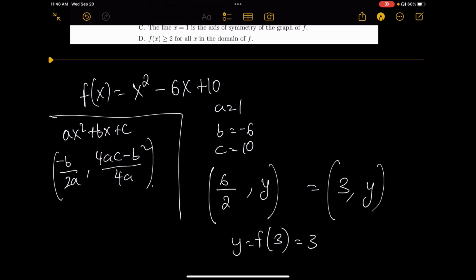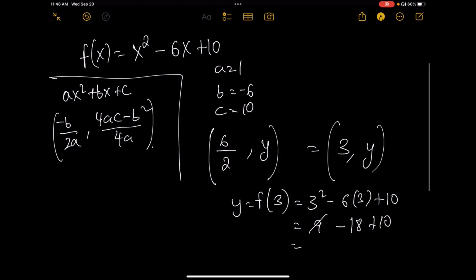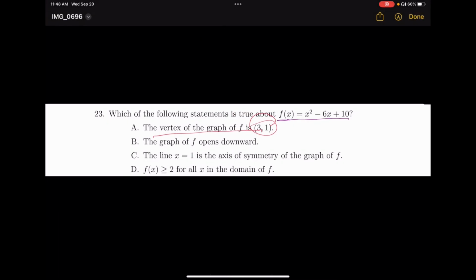f of 3 is 3 squared minus 6 times 3 plus 10, which is 9 minus 18 plus 10. 9 plus 10 is 19, and 19 minus 18 is 1. Okay, therefore it is (3, 1). So the vertex of the graph of f is (3, 1). Therefore, this is the answer.